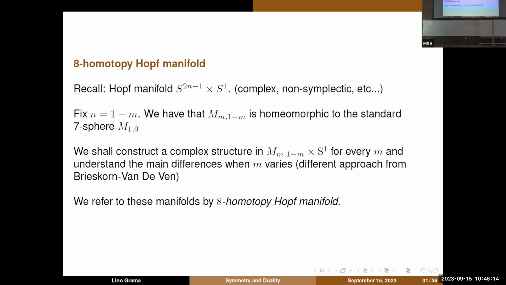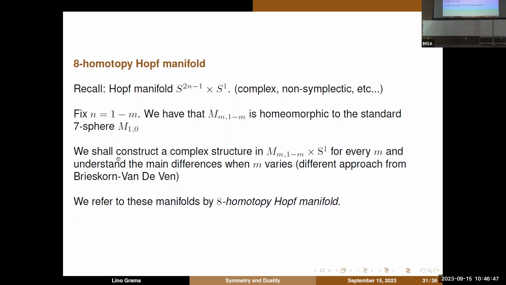This is the homotopy Hopf manifold. Just to recall, the Hopf manifold is an odd dimensional sphere times S1. It's complex, non-symplectic, etc. There are a lot of well-known properties. It's locally conformally Kähler, etc. But let us fix n equal to 1 less n, and consider this Milnor bundle. This is homeomorphic to the 7-sphere.